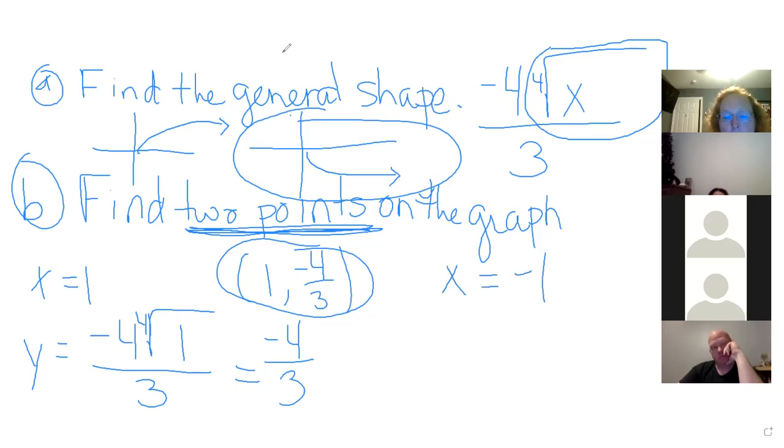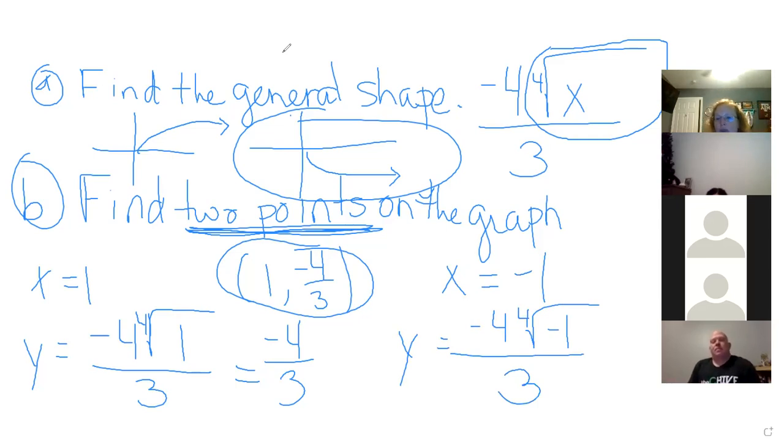So we get in a habit. We pick 1, we pick -1, right? So everybody comes in here and goes, yay, let's pick -1. Life is real good. Y equals -4 times the fourth root of -1 over 3. And you can't do this.